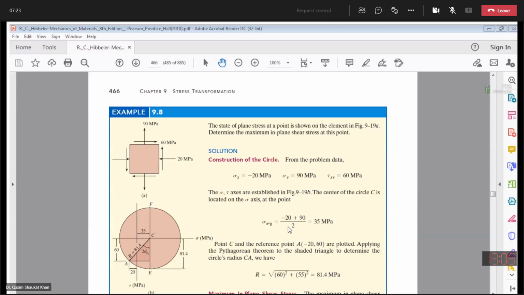Last time we studied the construction of the Mohr circle. So today we are going to do the numerical, and then we will study the absolute maximum shear stress. With that, our chapter will be finished. I'm just waiting for the students to come and then we can start our numerical problem.